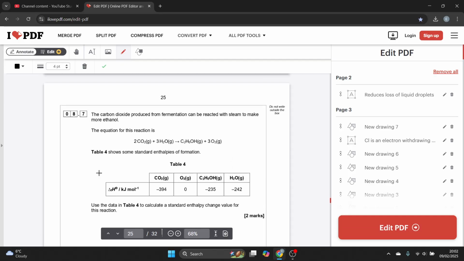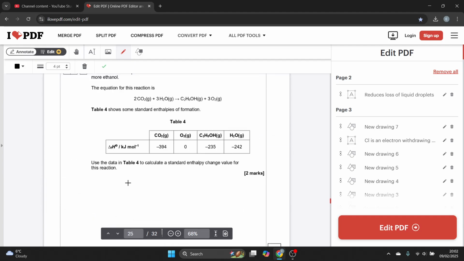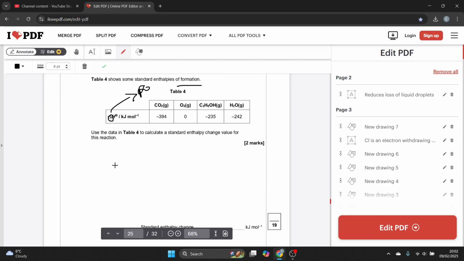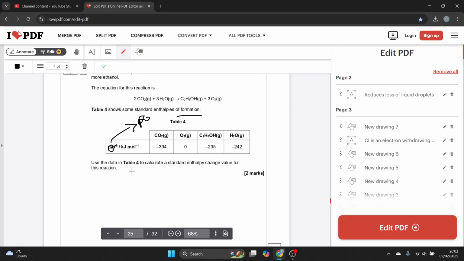Use data to calculate... I'll do that in a separate video probably. Use data to calculate standard enthalpy change for this reaction. A little f tells me it's formation data, but it says already there, so never mind. So enthalpy of products minus enthalpy of reactants. So C2H5OH, minus 235.